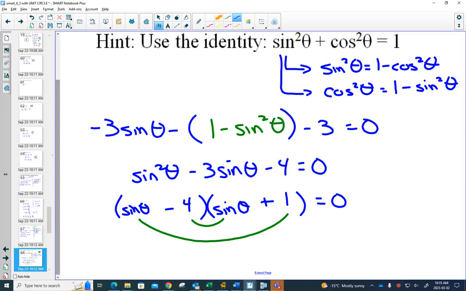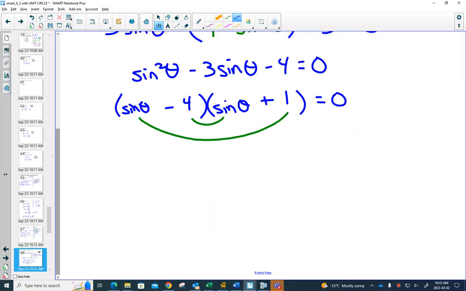Once I've got that written down, I do a complete multiplication in my head to check. Does sine times sine give me sine squared? Yes. My outside and inside, just check that. That gave me minus 3. Do my last ones, minus 4 times plus 1, give me minus 4? Yes. So now we split it here.